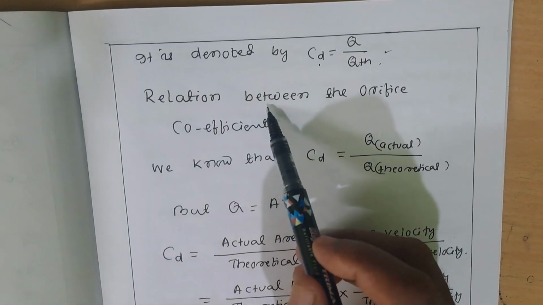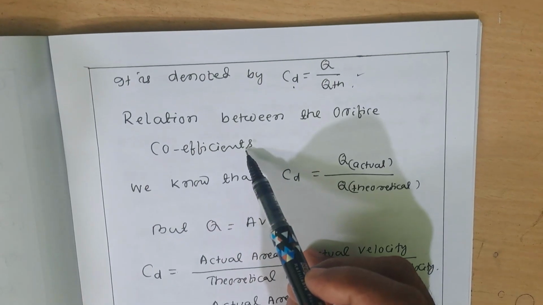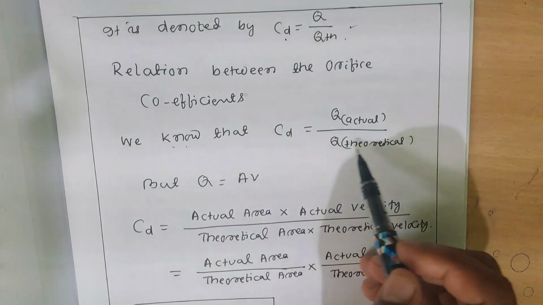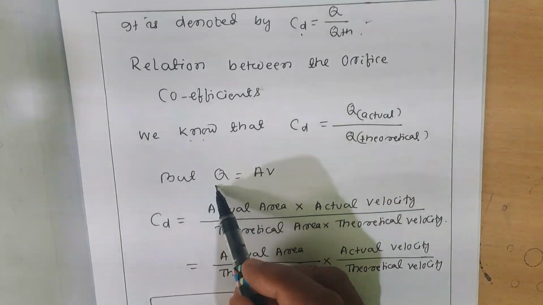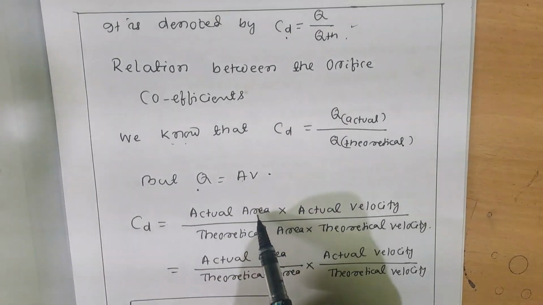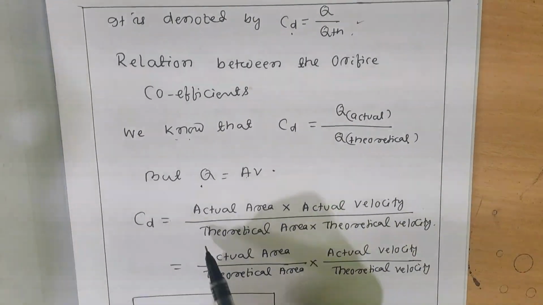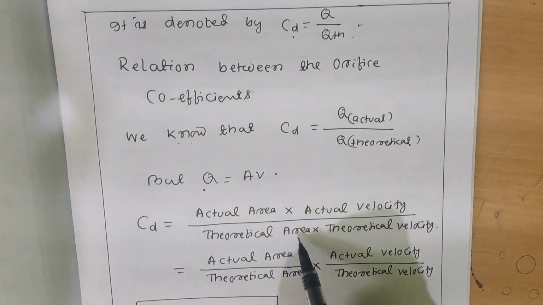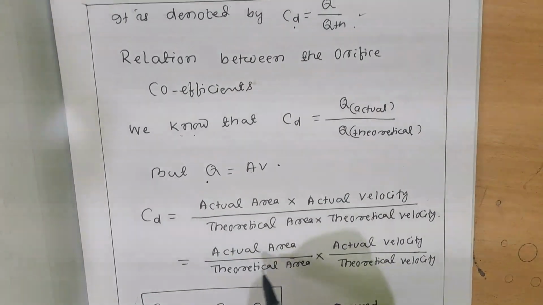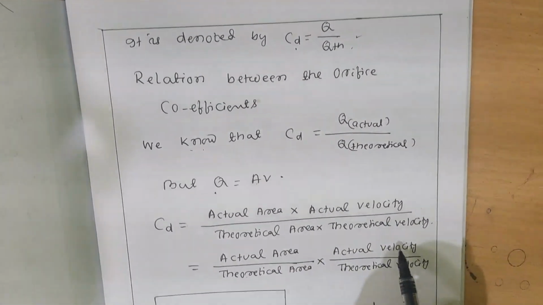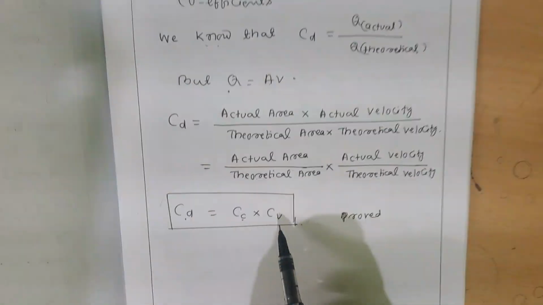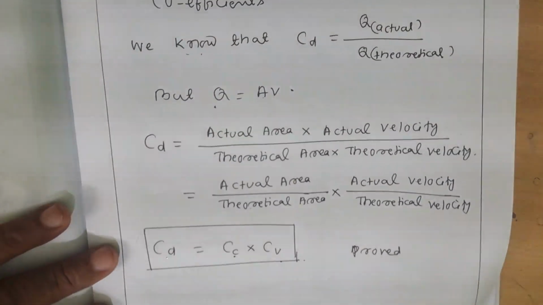Then relationship between the orifice coefficients. We know that Cd is equal to Q actual by Q theoretical. But Q is equal to AV. Therefore, Cd is equal to actual area into actual velocity divided by theoretical area into theoretical velocity is equal to actual area by theoretical area into actual velocity by theoretical velocity. Therefore, Cd is equal to Cc into Cv. This is the most important for exam.